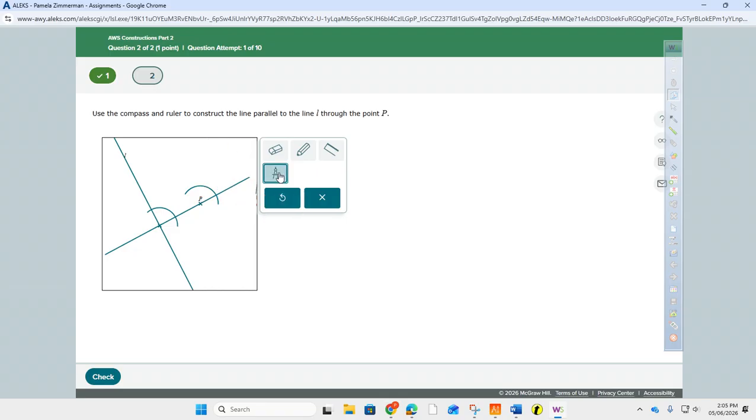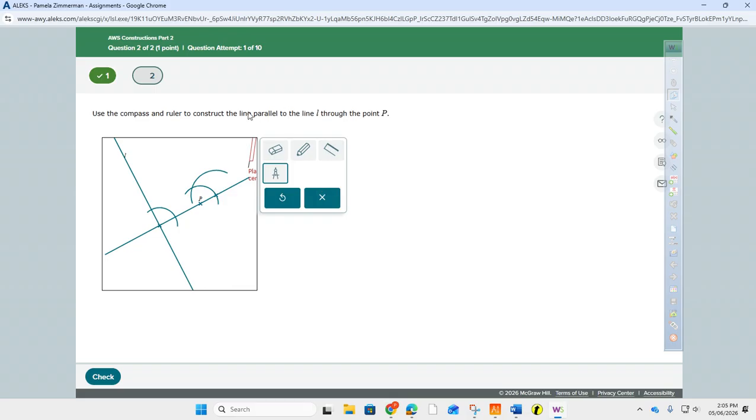Now we're going to change our compass because we need to measure this arc here. We need the length of this arc. We're measuring that with our compass. Leaving that there, now we're going to pick this point that intersects line P on the other side there, and we're going to draw that same arc, and it's going to intersect here.